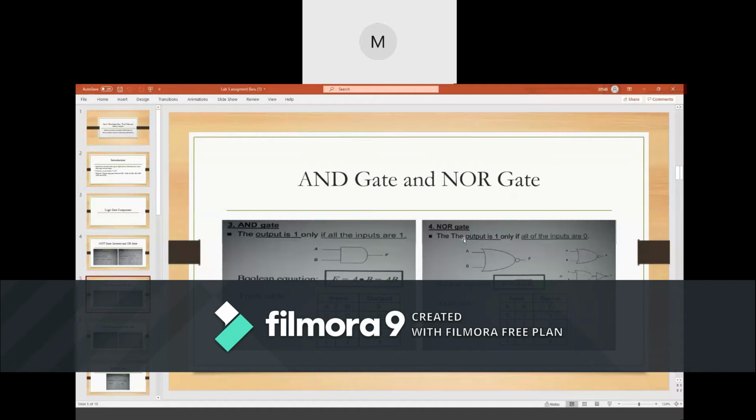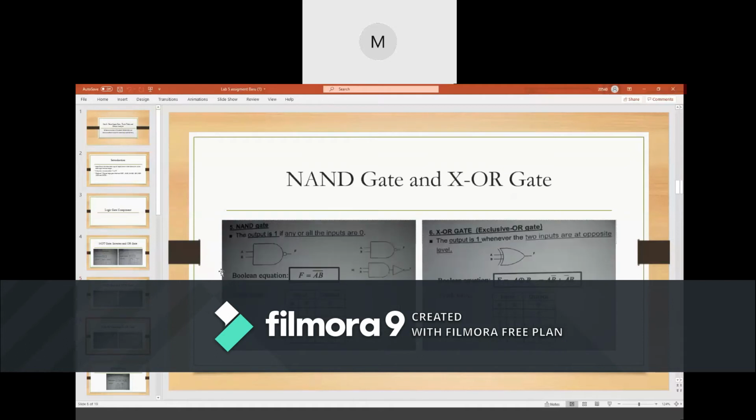Next, NOR gate. The output is 1 only if all of the inputs are 0. It means that if all of the inputs are 0, then the output will become 1. But if there is a 1 in the input, then the output will become 0. For example, input A is 1, input B is 0. Therefore, it will become 0. But if input A is 0 and input B is 0, then the output will become 1.